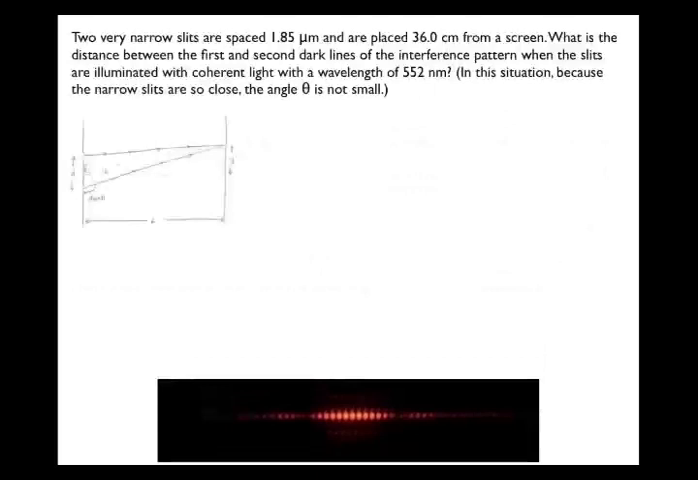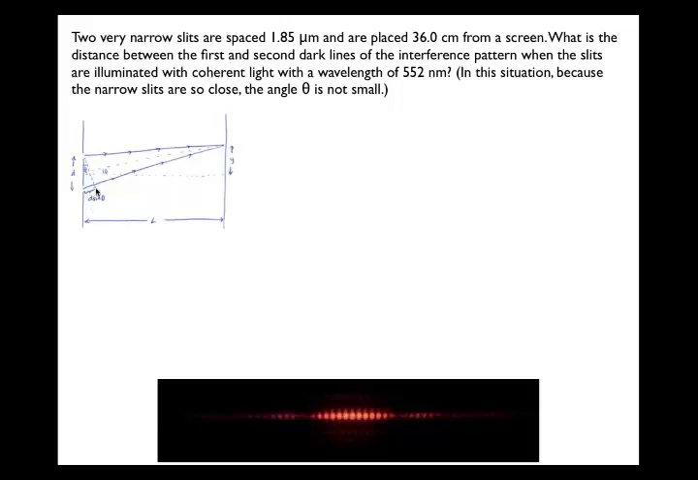Well, I draw a sketch of all these things first. So here is the distance to some spot on my screen, and that distance from the center bright spot is called y. We're looking for the distance between the first and second dark lines of the interference pattern. So we're actually looking for a distance between dark here and dark here. Turns out it's going to be the same distance as it would be between bright and bright, but we'll go with the problem as written and solve dark and dark.